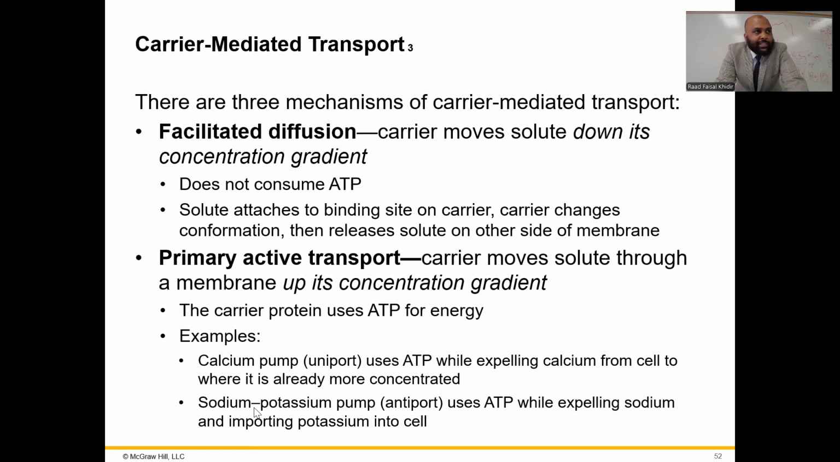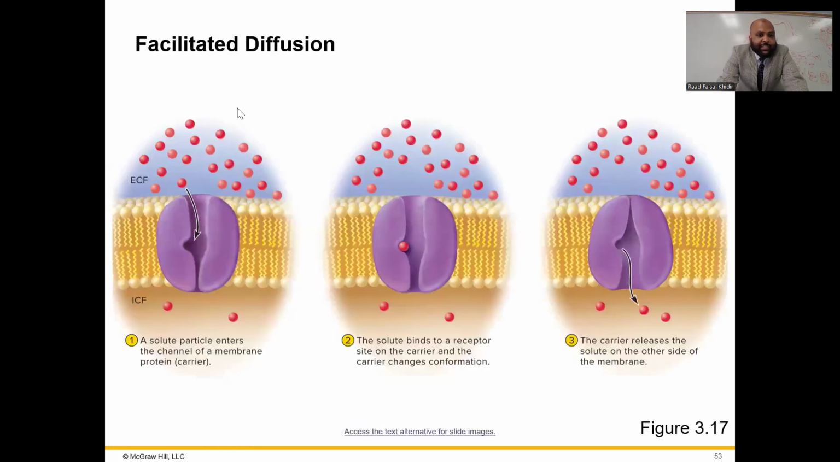I gave you an example of the sodium potassium ATPase, but that's not the only one. There is also a calcium ATPase. It takes ATP to throw calcium against the concentration gradient, not down the concentration gradient. So that is primary active transport, because there are questions on the exam about the difference between facilitated diffusion, primary active transport, and secondary active transport. You see, this is facilitated diffusion.